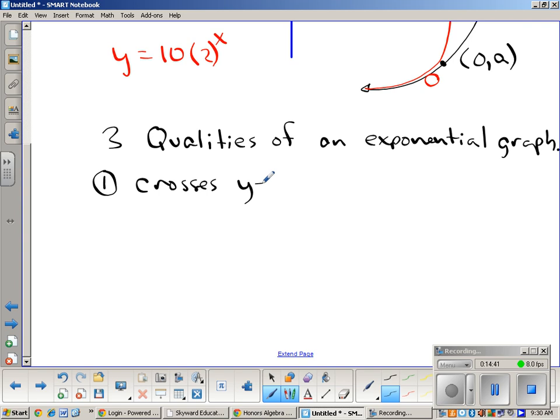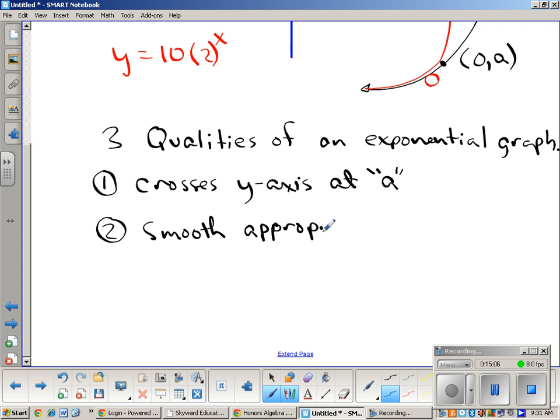Crosses y-axis at A. Oops. Go A, so the next letter is B, right? 2. Smooth, appropriate curve.